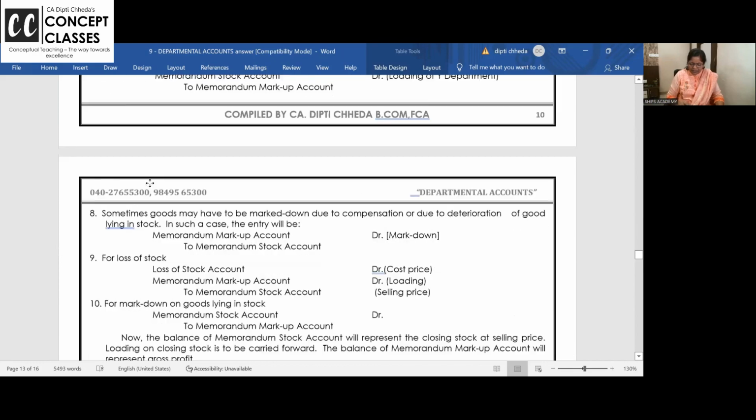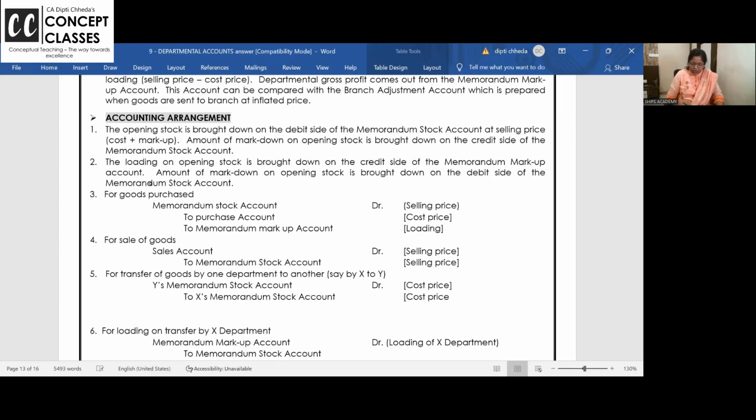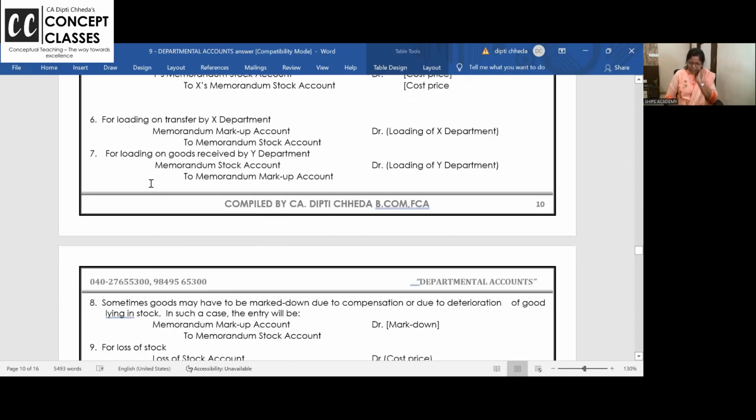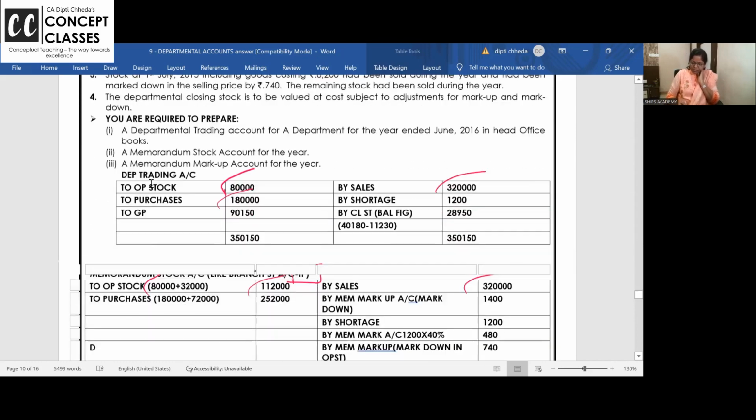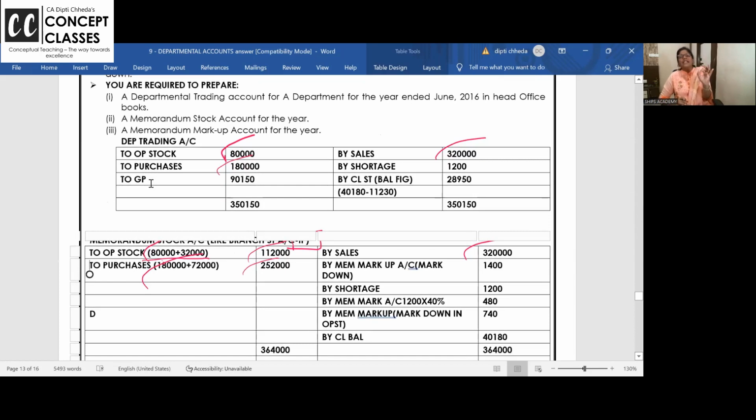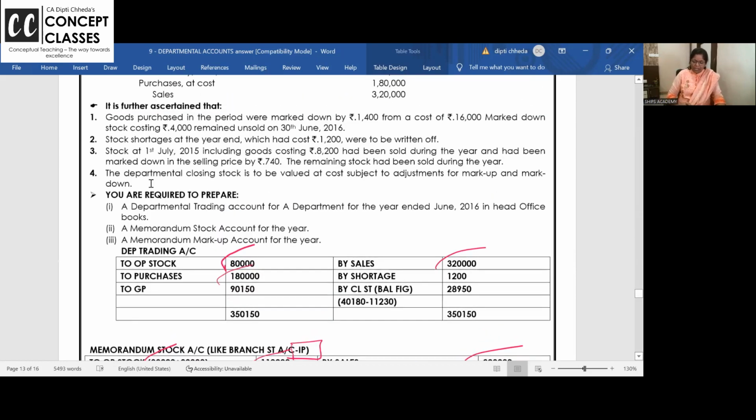See. When goods are purchased, memorandum stock account debit 112, but you have purchased 80,000 और loading को credit करो 32. I'm just posting these journal entries. Clear or not? Sure. Next. So you learned how to record opening stock. You learned flow होना चाहिए. In the 3 hours of exam, whatever best you know, just go on posting. You will get stepwise marks also.